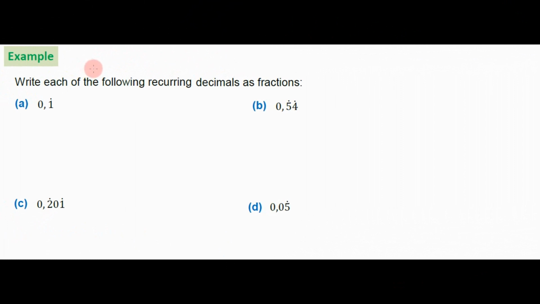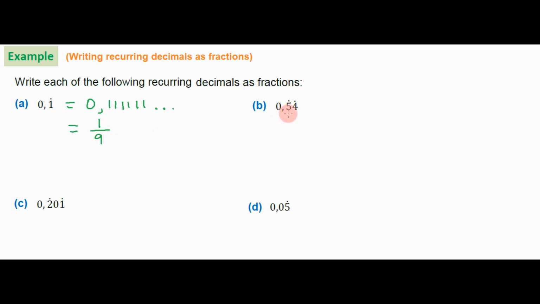In this example, we want to look at how to write recurring decimals as fractions. And in A, we have 0,1 recurring. And this, of course, is 0,111111, etc. I have to say at the beginning that in this type of problem, we will always divide by 1 or more 9s. In this case, we have only 1 digit behind the comma recurring. So it's going to be 1 divided by 1 nine, or 9.